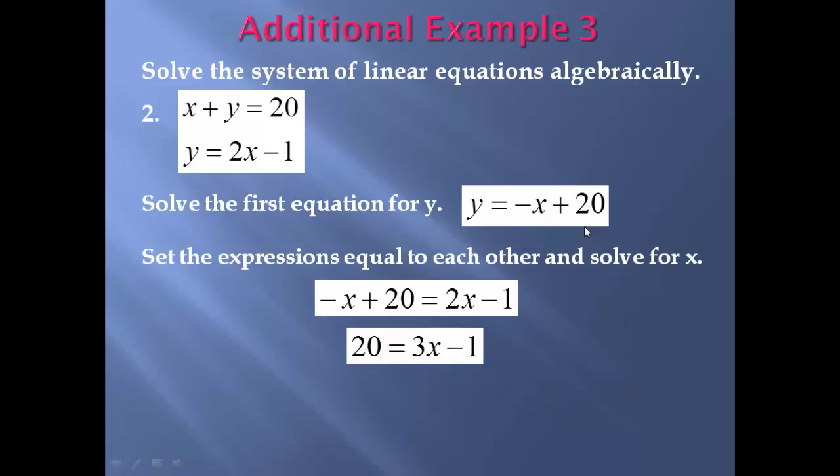So we can start out by adding x to both sides. So we're going to add x to the left, which gets rid of it, and add x to the right. So 2x plus x is 3x. So now we have 20 equals 3x minus 1. Our next step then can be to add 1 to both sides. So then we're going to have 20 plus 1 would be 21, and that would be equal to 3x. And then we can divide both sides by 3, so we get 7 equals x, or x equals 7.